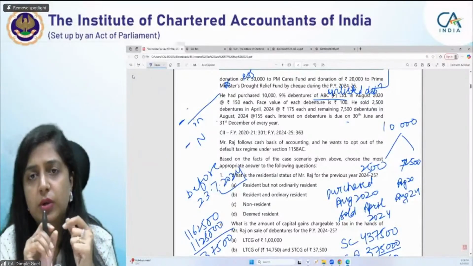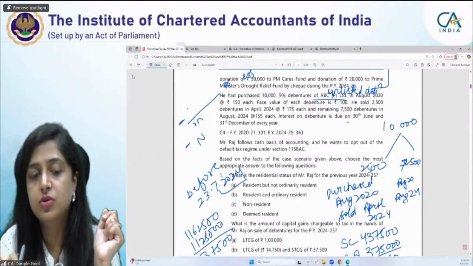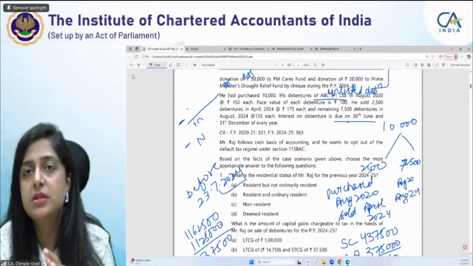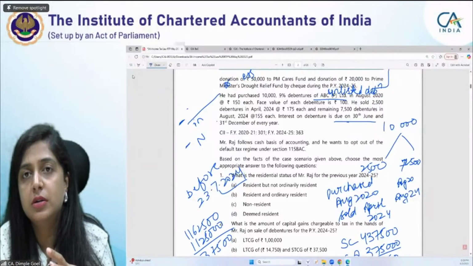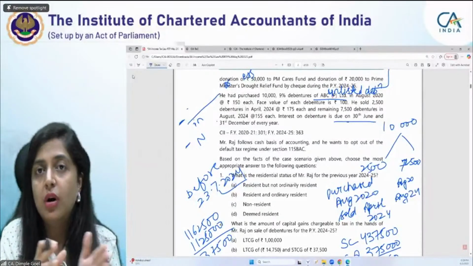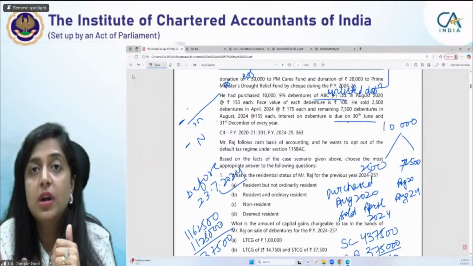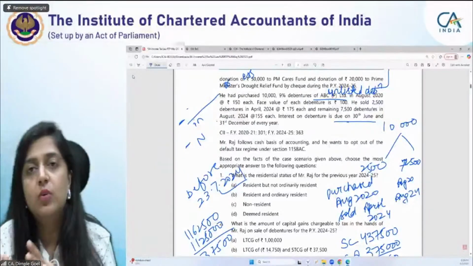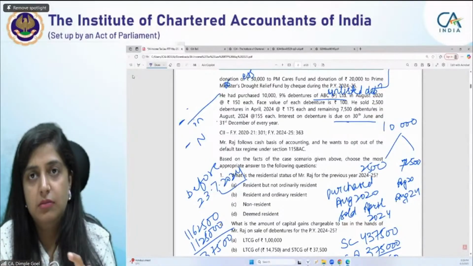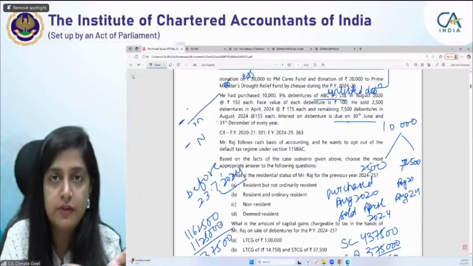How do we calculate? The information is given that interest on debenture is due on 30th June and 31st December. So what is the meaning of this, student? What is the meaning of due on 30th June? Because, student, there's a difference between when the income accrues and when the income is due. When income is due, it gives you a right to claim that income. Accrue means the income has accrued because the services have already been done, but you don't have the right to claim that income at that point of time.